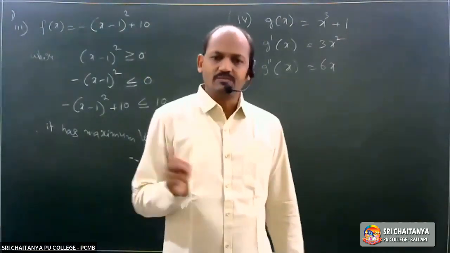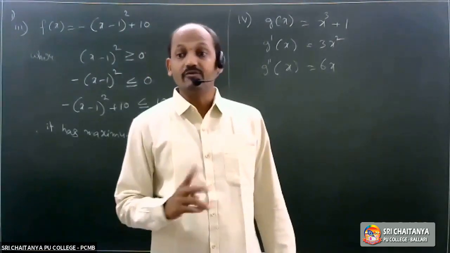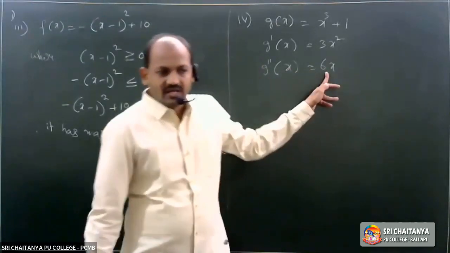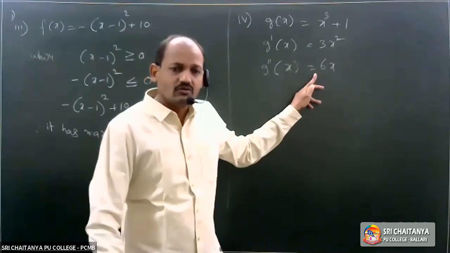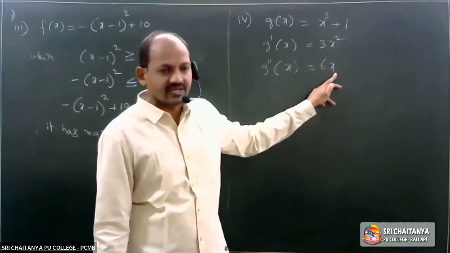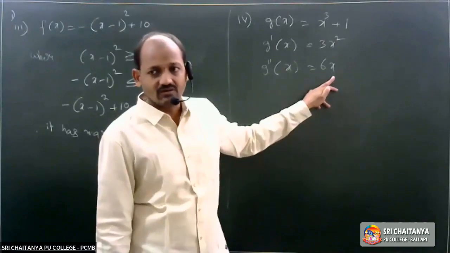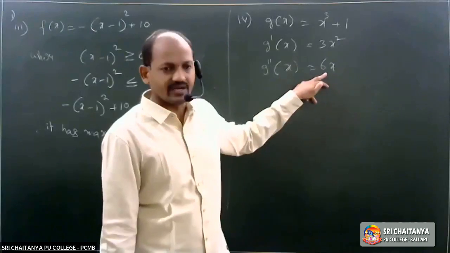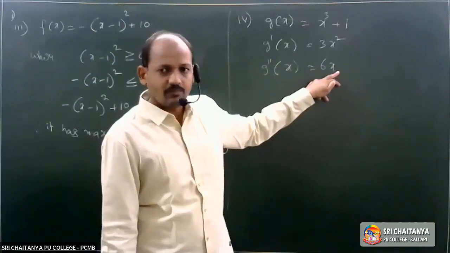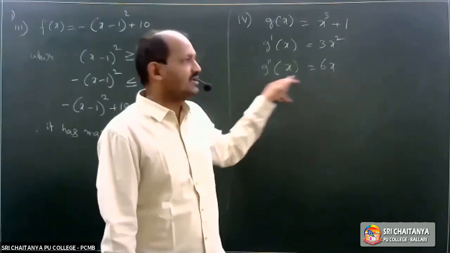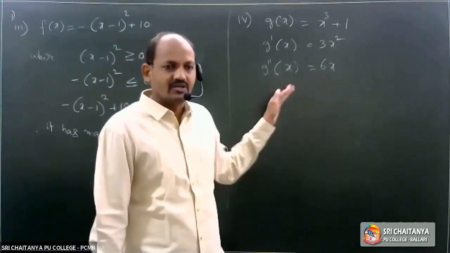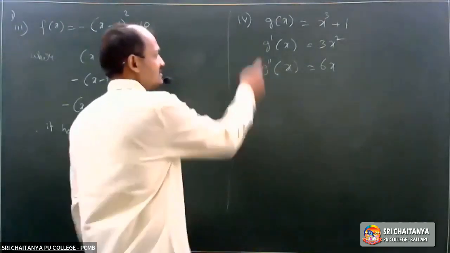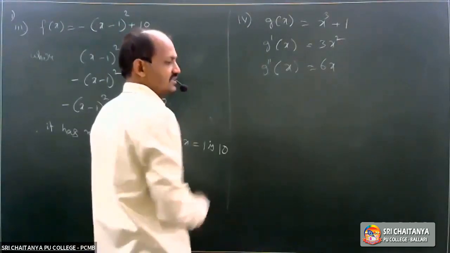The general condition: second derivative positive means minimum, second derivative negative means maximum. But here the second derivative is 6x. Whether this second derivative is positive or negative depends on x. If x is a negative value, the second derivative will be negative. If x is a positive value, it will be positive. So first we have to find the x value. How to find x? Consider the first derivative equal to 0.